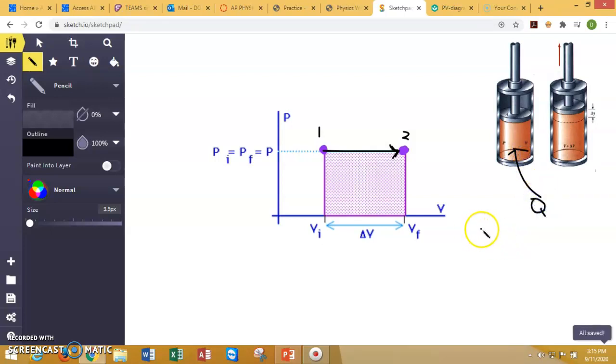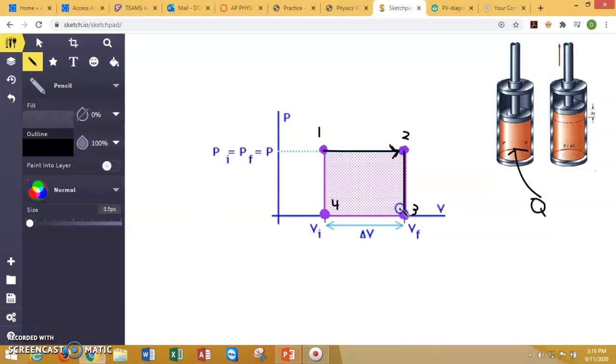Heat it. And so you can say, all right, from state 1 to state 2, this is what happened. The work done would be the area under that curve. So you could find this area here, and that's your work done. And what if we're at state 2?